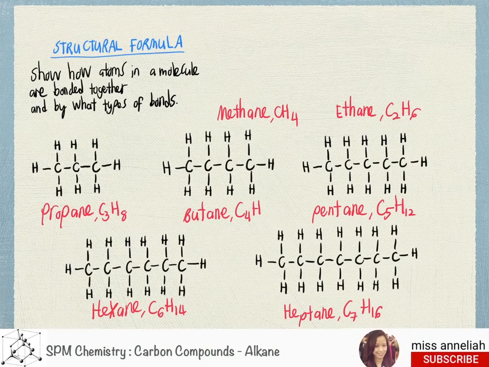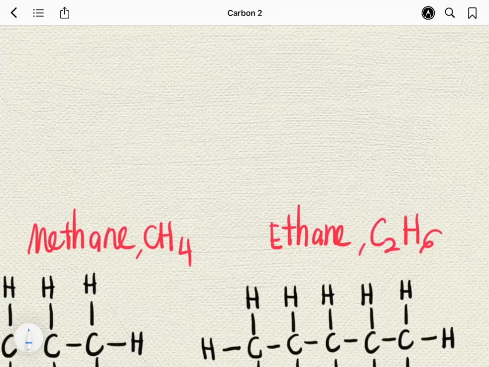Next, we will discuss the structural formula of alkane. Structural formulas show how atoms in a molecule are bonded together and by what types of bonds. So I will illustrate how to draw the structural formula of methane and ethane. First, we will start by drawing the carbon atom. Methane has 1 carbon and ethane has 2 carbon atoms.